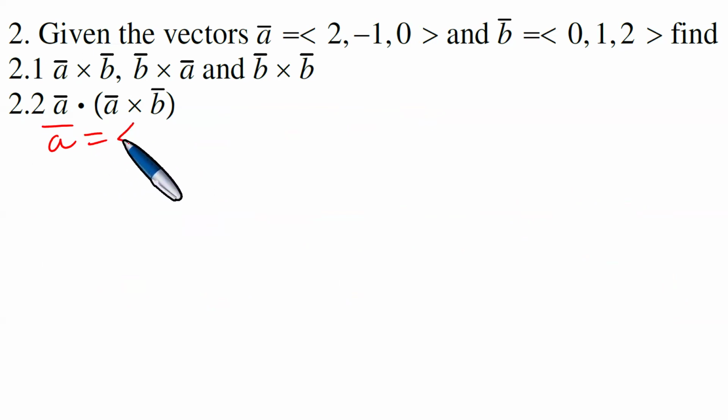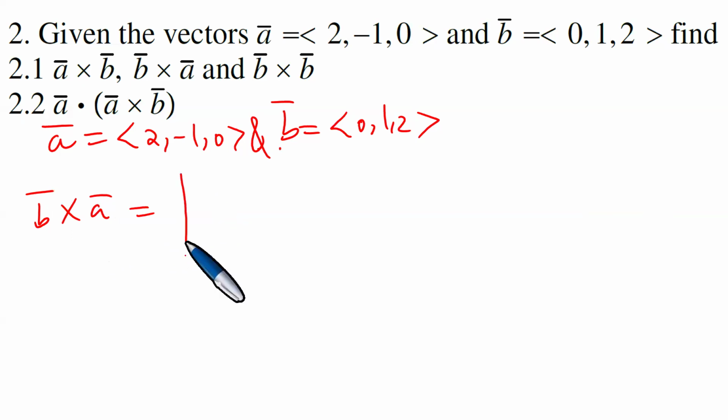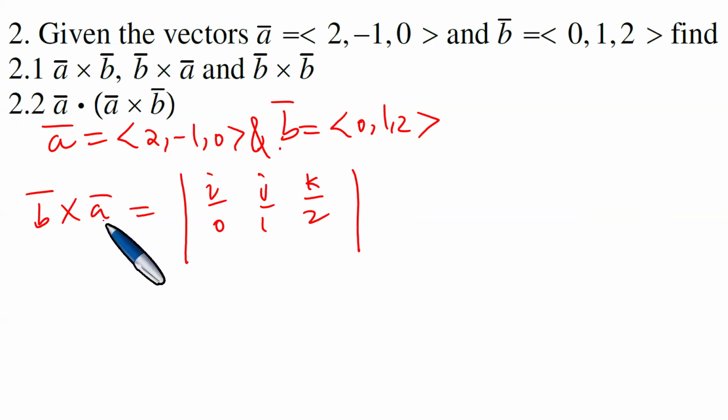We still have the vector A with the components 2, -1, 0. And we still have the vector B with the components 0, 1, 2. And we want to find B cross A, vector B cross vector A. I, J, K. What is B? 0, 1, 2. A, 2, -1, 0.